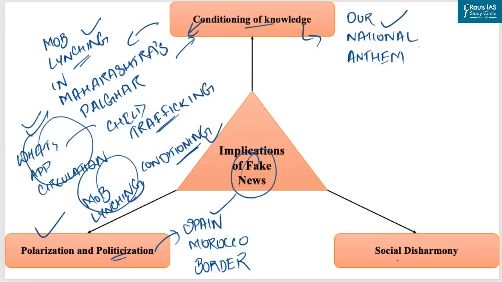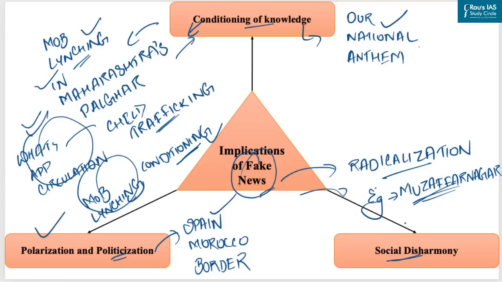Another implication is social disharmony, and part of this you have already seen in this example. Fake narratives often create hatred among communities. This results in incitement of violence. And fake news has also been used for radicalization of youth, which poses a threat to national security at various levels. A very good example of this is the use of fake news in the Muzaffarnagar riots of 2013 and the recent fake videos of migrant workers in Tamil Nadu, which created an atmosphere of fear and stress among the population. So these are the important implications of fake news.